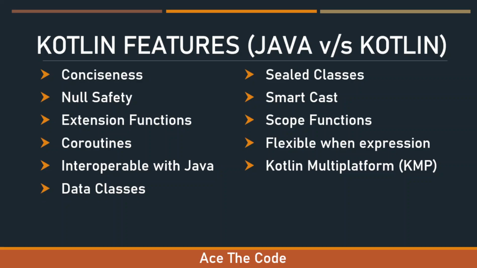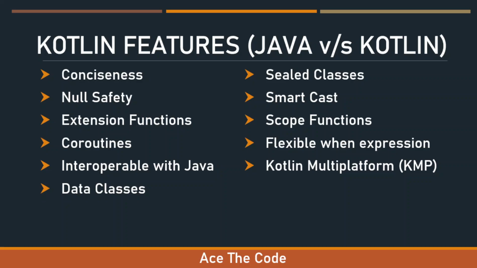For example, we have data classes. We know that data classes are used to hold the data. If I want to create a data class in Java, it requires lots of code to be written. We have to define properties, constructor, getter methods, setter methods, toString method, equals method, and so on and so forth. But in case of Kotlin, writing a data class is one line of code.